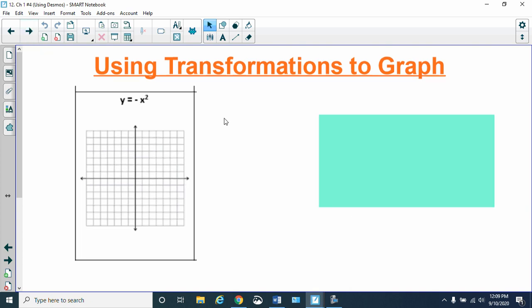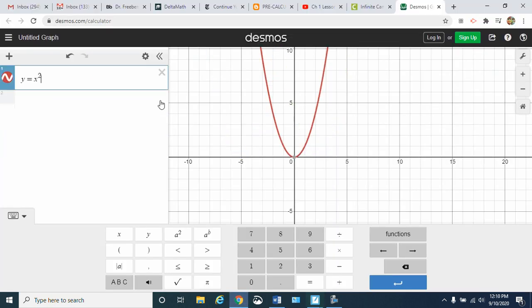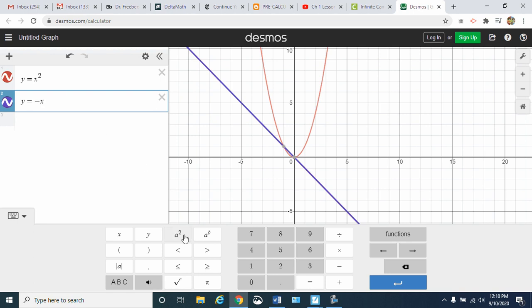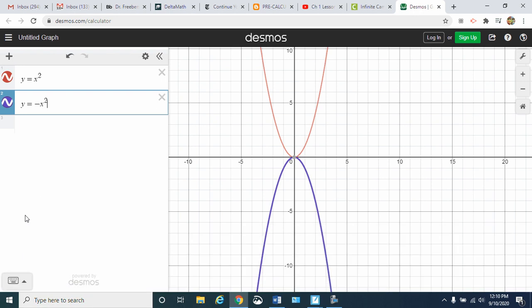All right, what if we just put a negative in front of the x squared? Do you know what would happen? I think most of you do. So let's go back to our parent function, and let's put in y equals negative x squared. And we see that we have the whole graph reflected. So when we have a negative in front of the x squared, it's going to reflect the graph over the x-axis. It just totally flips it.